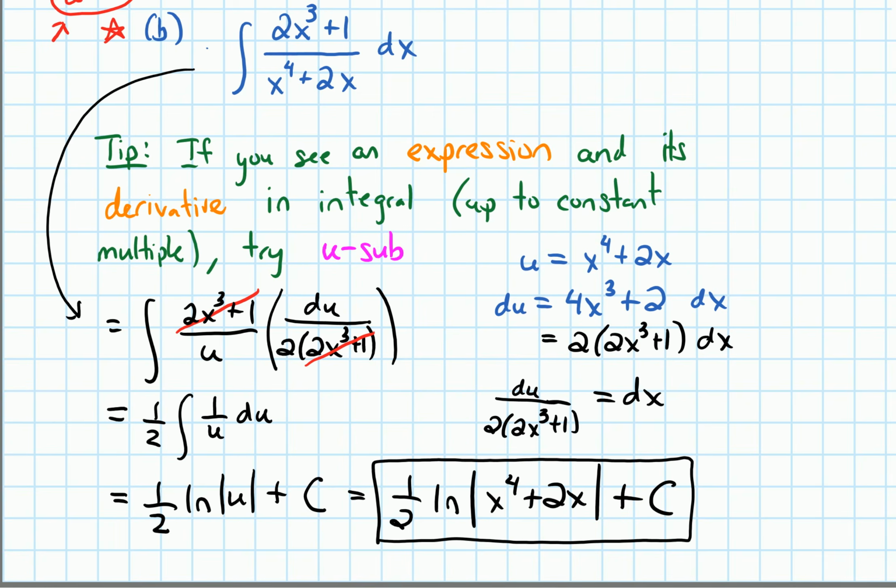So notice also that when we did this u-sub, I needed this 2x cubed plus 1 term to have been in the numerator. If it had been in the denominator, when I substituted in, it wouldn't have canceled away with this other 2x cubed plus 1. So that was also something that was helpful here.